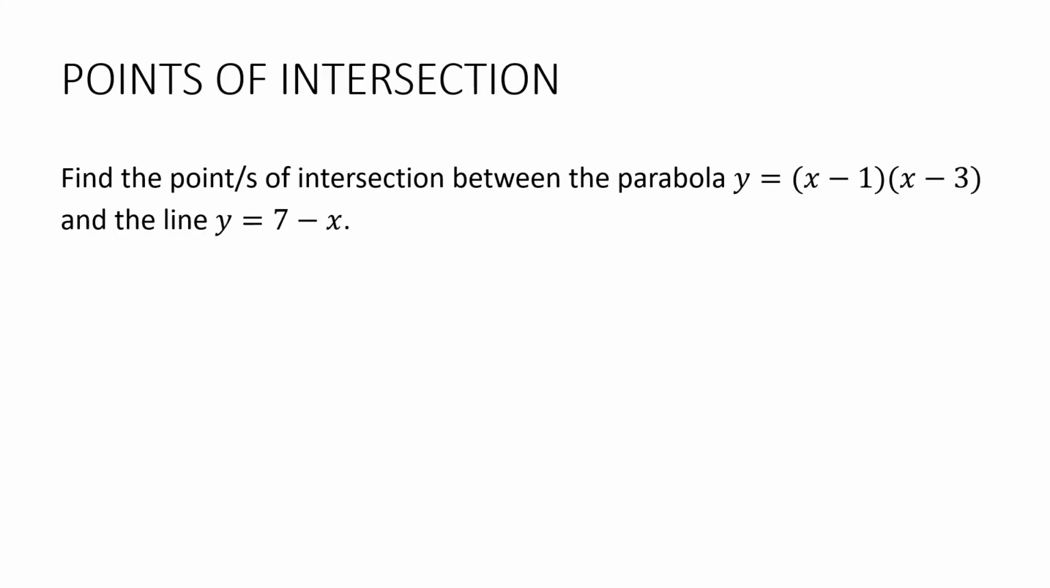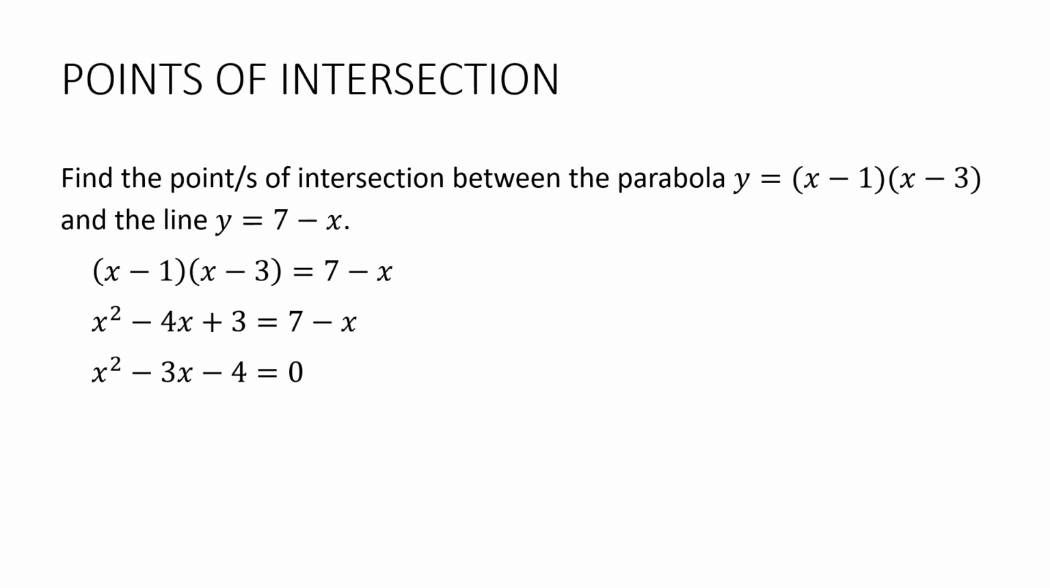Okay, last bit. Find the point or points of intersection between the parabola y equals (x minus 1) multiplied by (x minus 3) and the line y equals 7 minus x. So if we want points of intersection, we are talking simultaneous equations. So I'm going to put this equal to this, and then I'm going to solve it. Let's expand the left-hand side, and taking the 7 minus x over the other side, I end up with x squared take 3x take 4 equals 0.